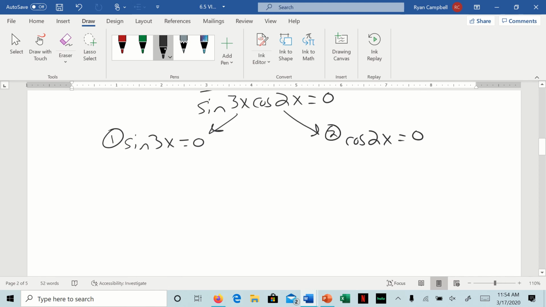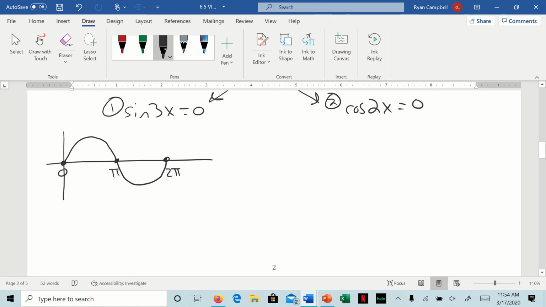So if it equals 0, we can just do our regular equation. Sine starts at 0, goes up, goes down, goes back up. This is a 2 pi. This is 0, so halfway is going to be pi. So how often is everything repeating itself? We see it's every pi. 0, pi, 2 pi, 3 pi would be next, 4 pi would be after that.